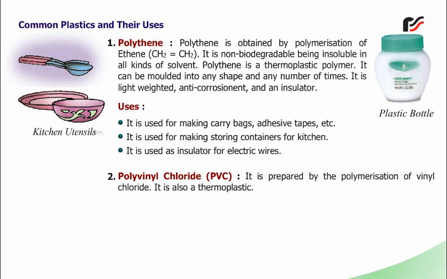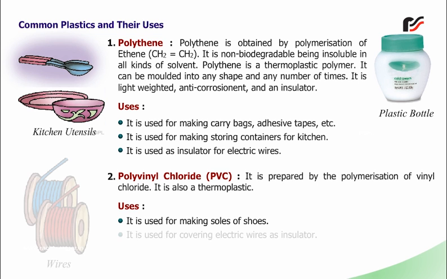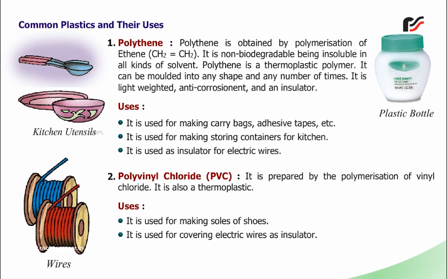Number 2, polyvinyl chloride, PVC. It is prepared by the polymerization of vinyl chloride. It is also a thermoplastic. Uses. It is used for making soles of shoes. It is used for covering electric wires as insulator. It is used for making sanitary fittings.